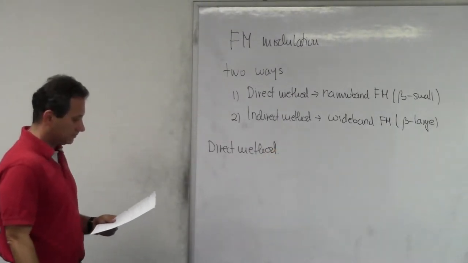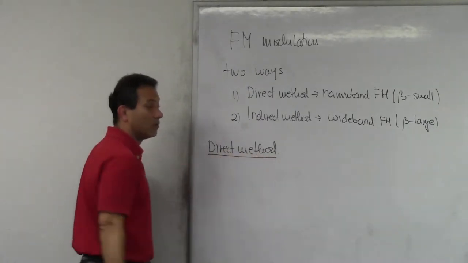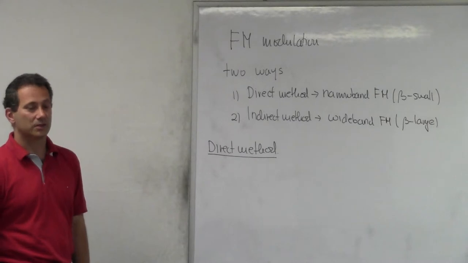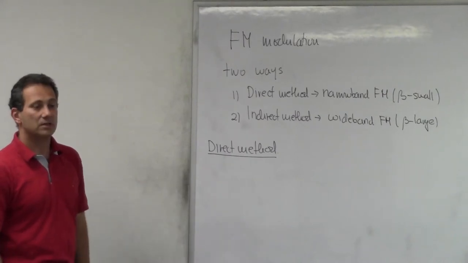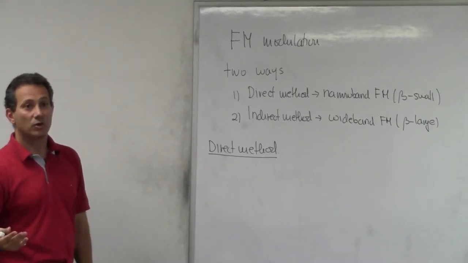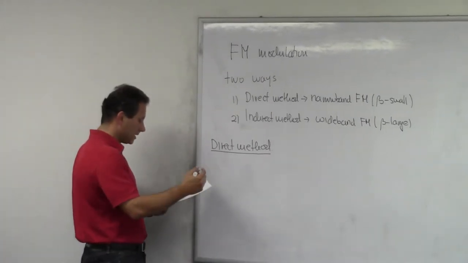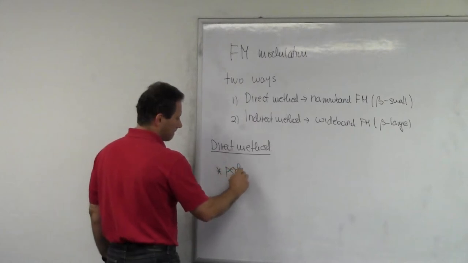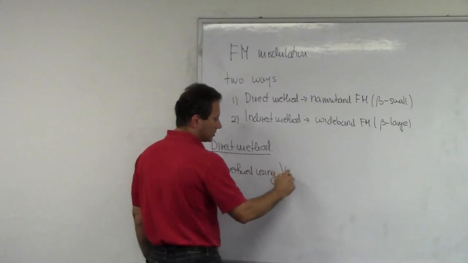The first thing that you realize is that an FM signal is some sort of voltage or current. But even if it's current, it's still a voltage. Just put a resistor there. So the way we implement the direct method is with something called a voltage controlled oscillator, VCO. You might have heard of it. So the direct method is performed using a voltage controlled oscillator.